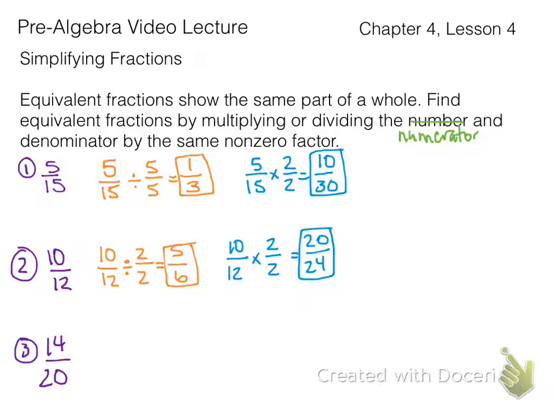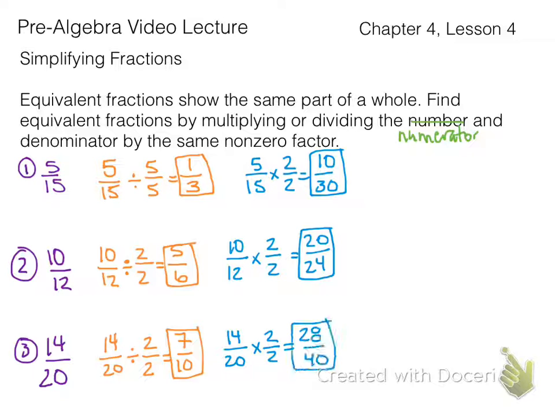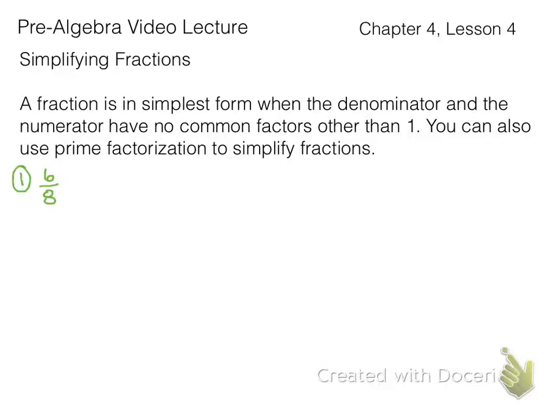So let's go ahead and do 14 over 20. So let's divide by 2. We're going to get 7 over 10, because 14 divided by 2 is 7, 20 divided by 2 is 10. And we can multiply as well. 14 times 2 is 28. 20 times 2 is 40. Those are all equivalent fractions to themselves. All right? So let's go ahead and do the next one.